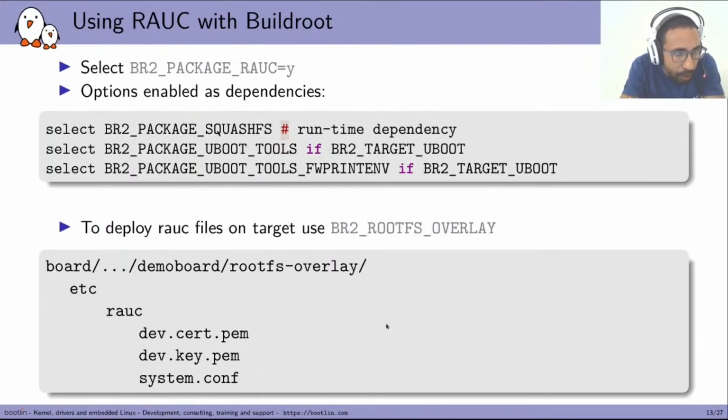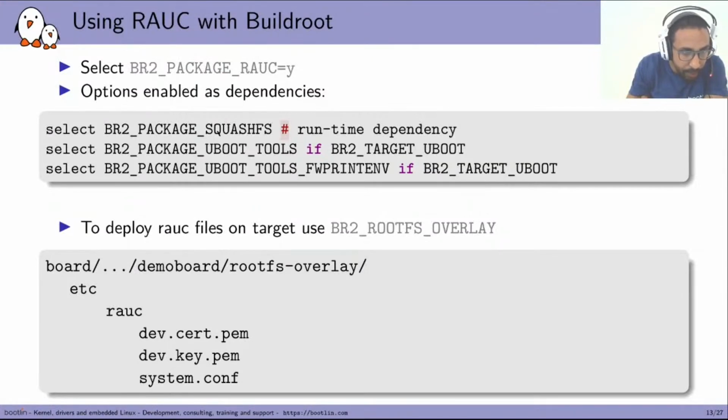So now let's see with Buildroot how to integrate RAUC with Buildroot. We start by enabling the package in our build configuration. RAUC has been supported since Buildroot, I guess it was 2018.10, if I'm right. When you enable the package, you will also have some default options enabled, like squashfs. And if you're using U-Boot, you will have the U-Boot firmware utils enabled, so you don't need to enable them. They are automatically selected.